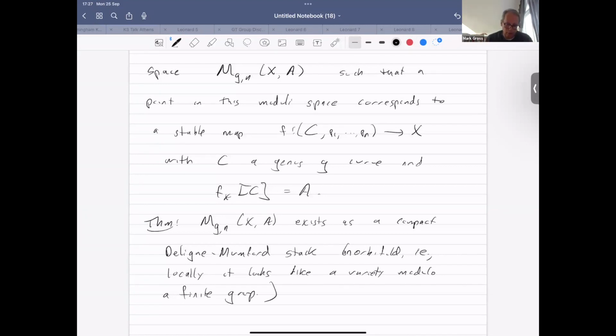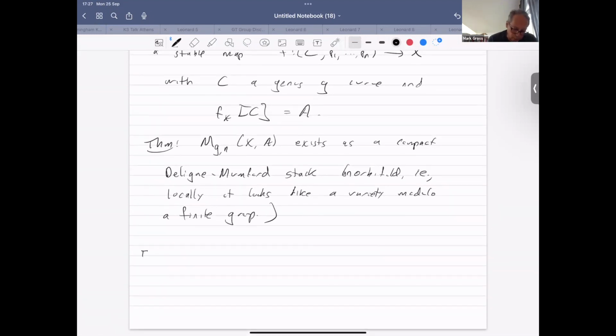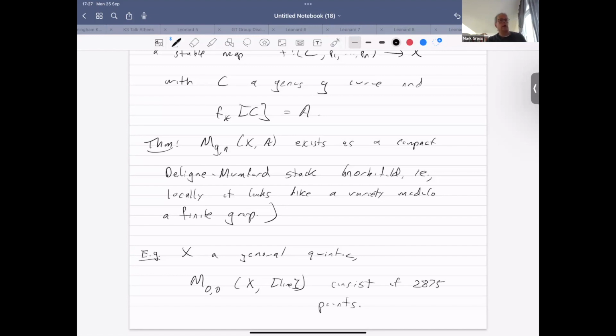Okay, so there is this object here. So for example, if X is a general quintic, one can show that M_{0,0}(X, class of a line), the homology class of a line in the quintic, consists of 2,875 points, corresponding to the 2,875 lines. So now, instead of thinking about the lines as being embedded, we're thinking about a map from P1 to the line, which will be an isomorphism.